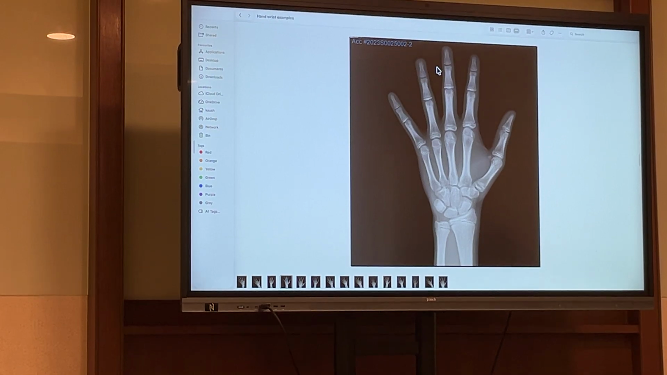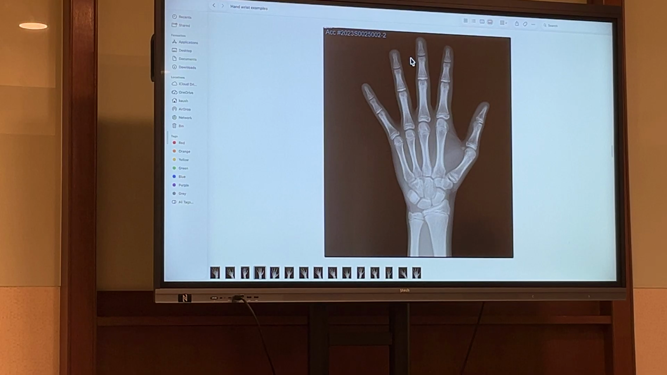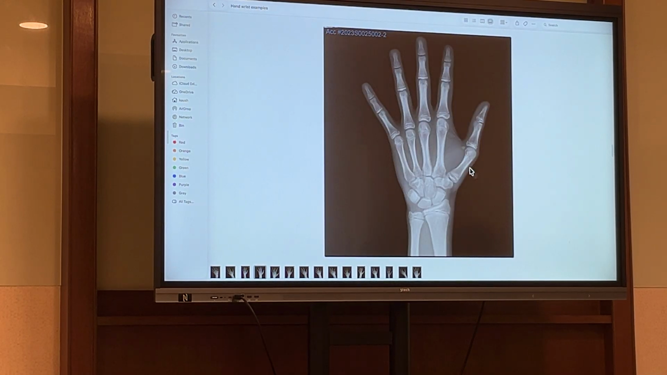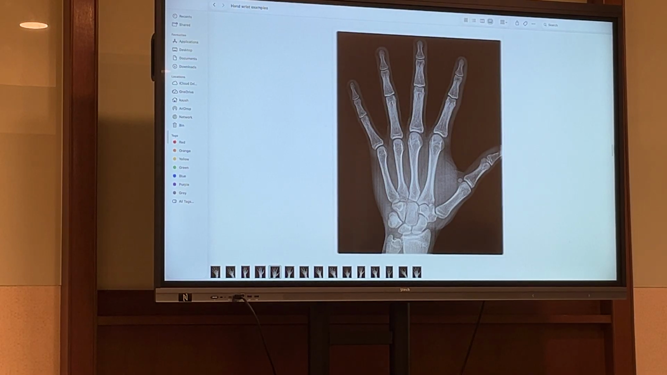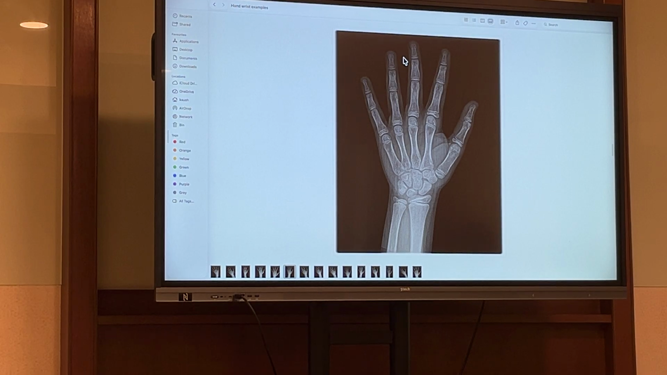Say it loudly. I'm not going to ask you to pay a fine if you're wrong. 4. So there is no capping yet. Okay, look at the capping here. That's capping. Here there's no capping yet. So stage 3. What about this? Stage 4. So there is capping here and there is still some space between these two. It's stage 4.